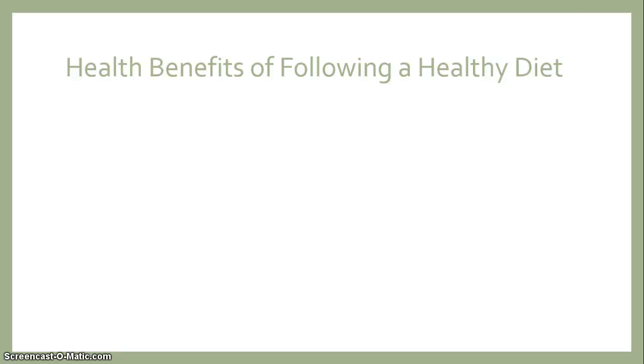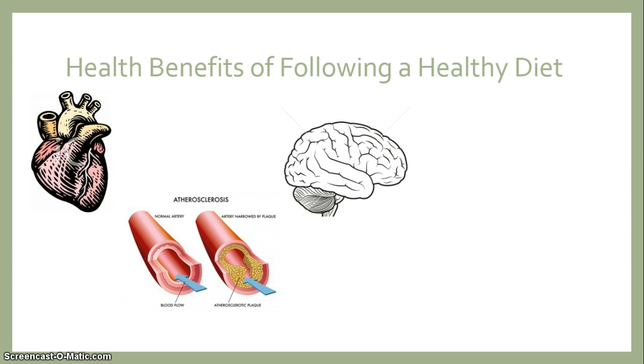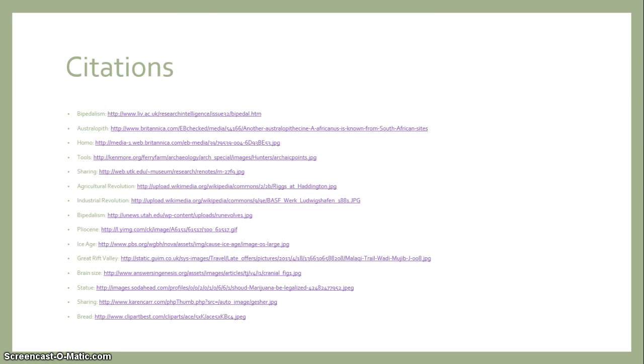Eating a healthier diet like the one presented can help prevent diseases like heart disease and atherosclerosis from occurring. A healthy diet also increases your energy levels, increases brain health, which can prevent diseases like Alzheimer's, and help you maintain a healthy weight and prevent obesity.